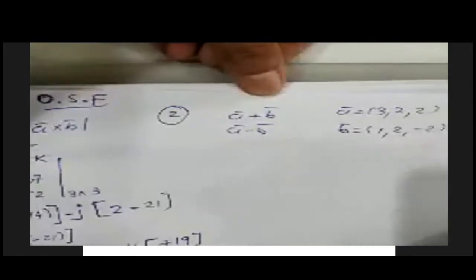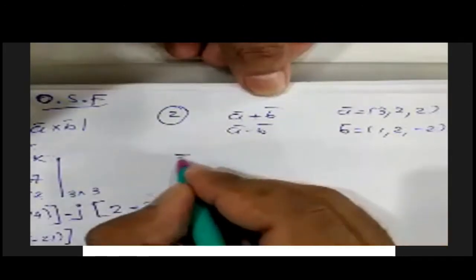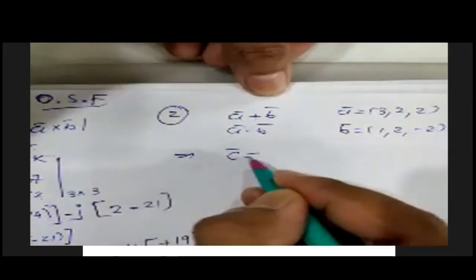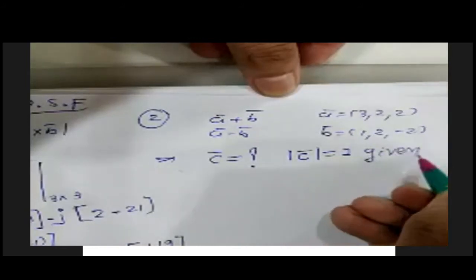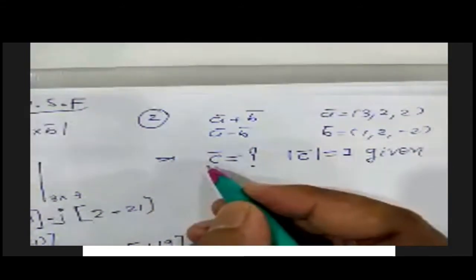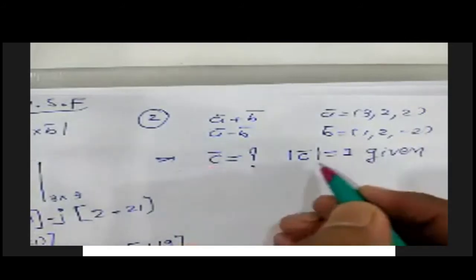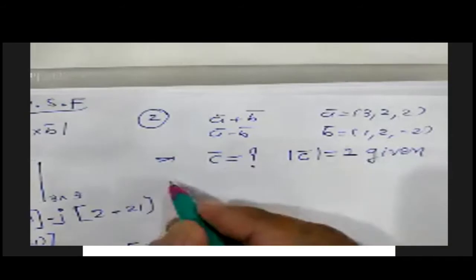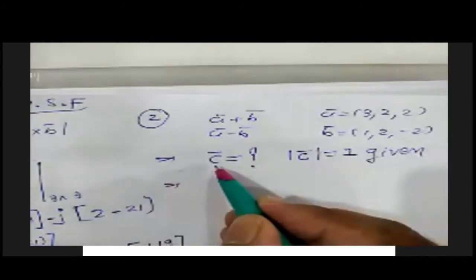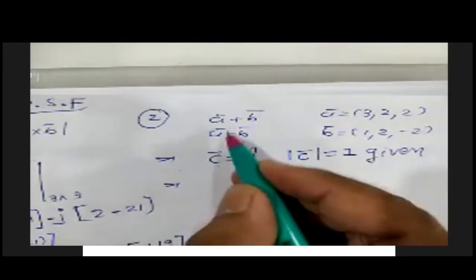Let's try. They said find a vector. Let's say that vector is C bar, question mark. And one more thing is given: unit vector means the magnitude of C bar must be 1. This is given and they need C bar. One more thing is given: C bar is perpendicular to both of these.